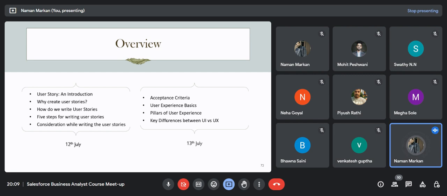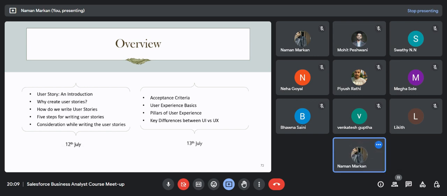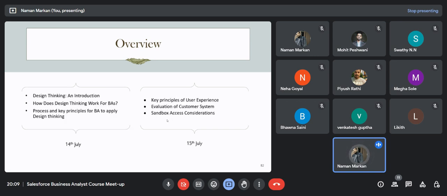Then we looked into user experience basics, and the pillars related to UX, the basic things needed to build user experience. We also looked into the UI and UX differences. Today we will be looking into the design thinking side. Design thinking is also a part of the business analyst curriculum.